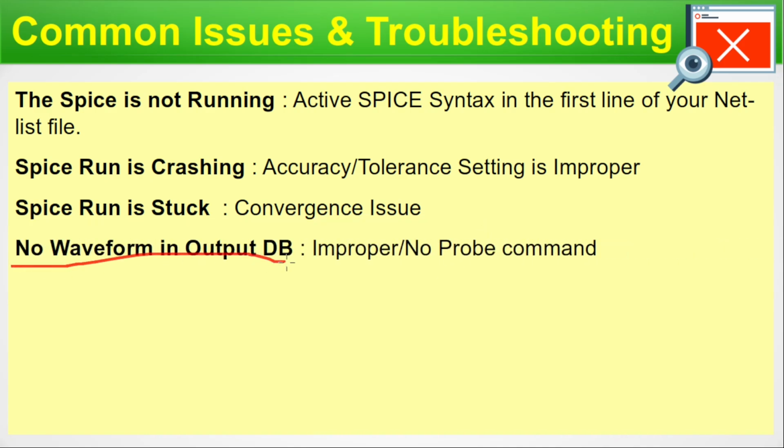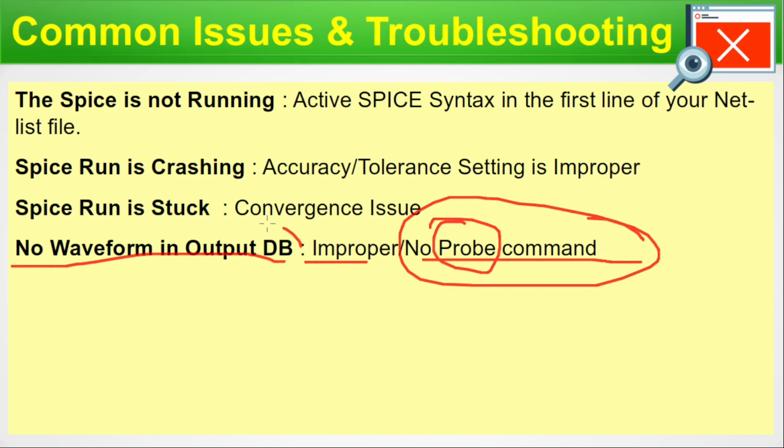No waveform or output database. There is a probe command we have talked about earlier, and in case you give an improper probe command or no probe command at all, this scenario might happen where no waveform output database comes out, even though the simulation has finished without any error or warning. This might happen if you have not given a probe command, or you have given a probe command which is syntactically incorrect, or you have tried to probe some waveform that is not there. There could be human mistakes, so you have to be careful.